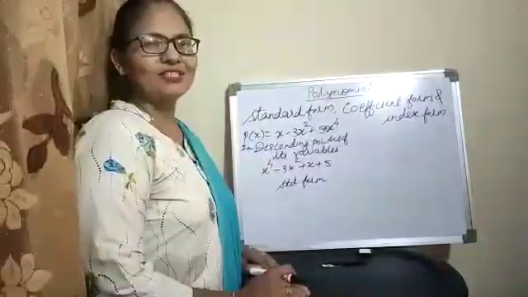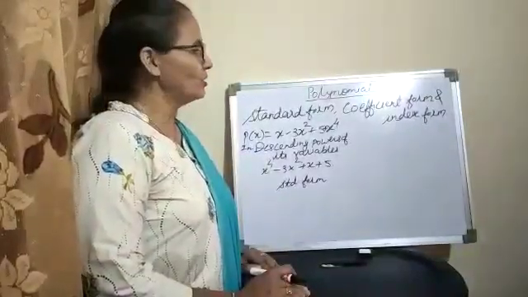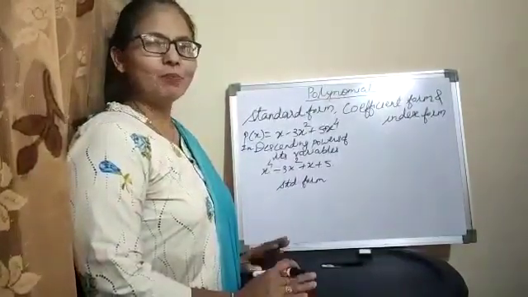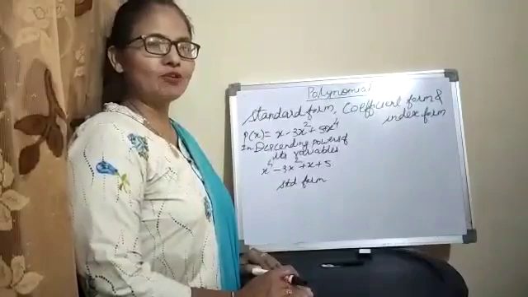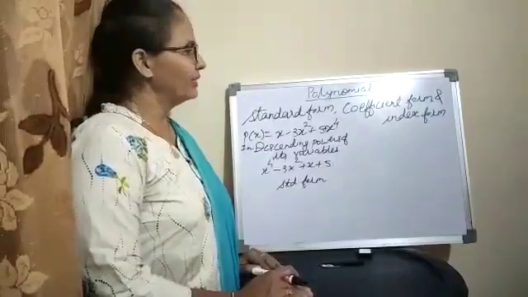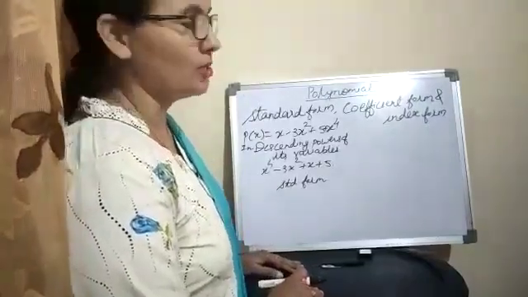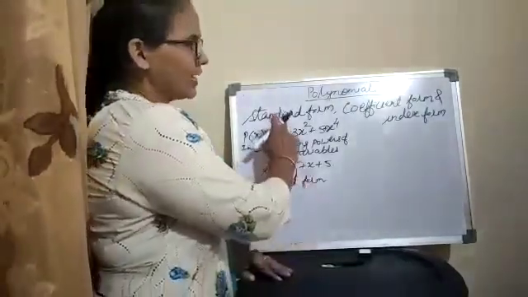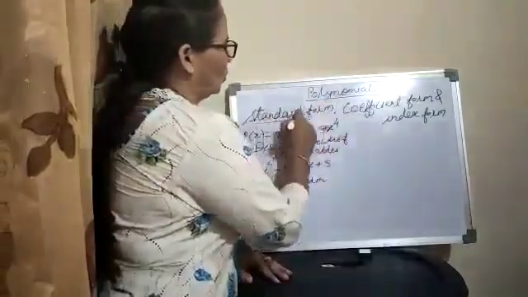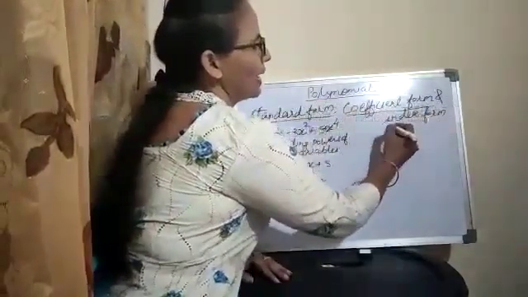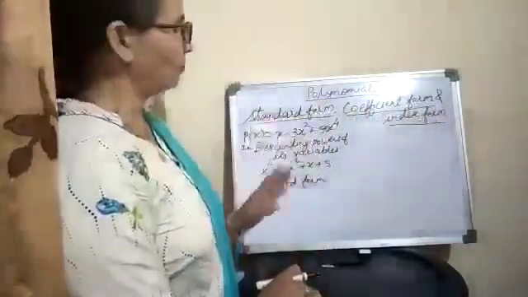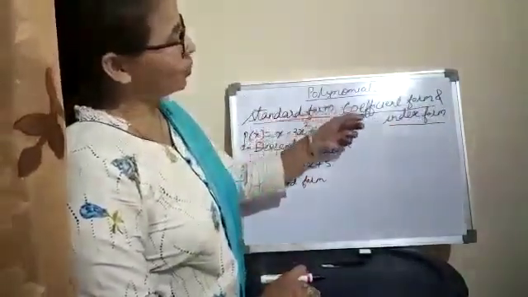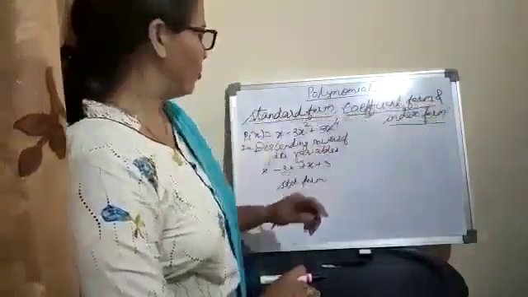Hello students, I think you understood all that we have studied till now: what is meant by polynomial, then types of polynomials based on degree and types of polynomials based on terms. Now today we are going to study standard form, coefficient form and index form of the polynomials. It's very easy. You can see standard form, coefficient form and index form.